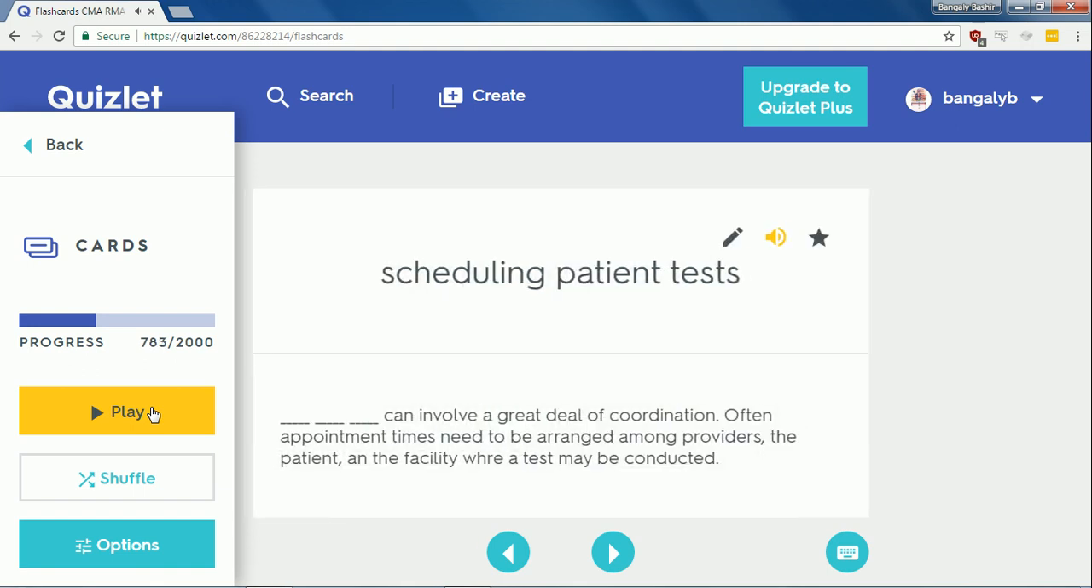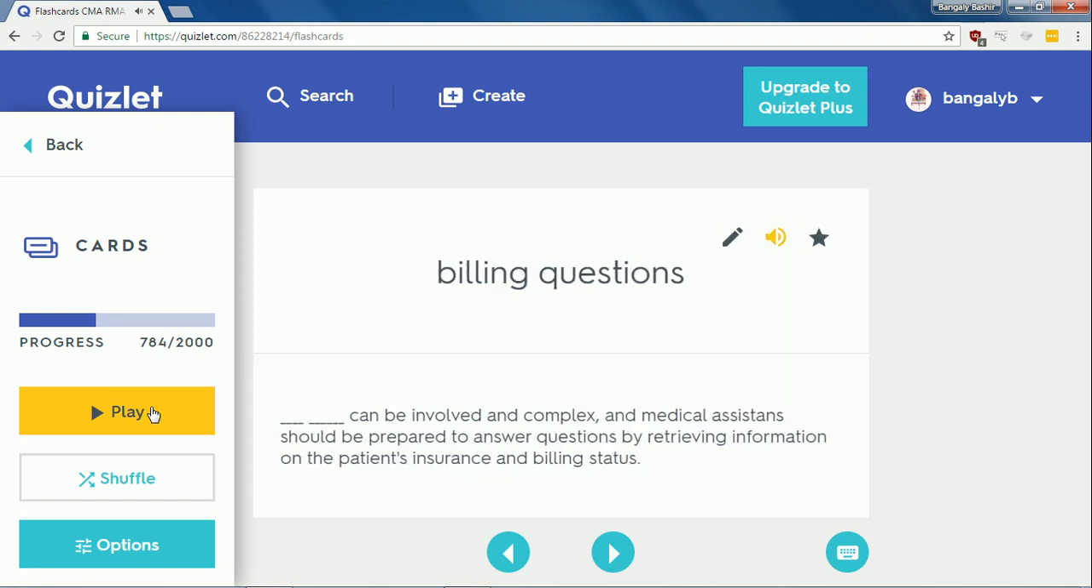Scheduling patient tests. Scheduling patient tests can involve a great deal of coordination. Often appointment times need to be arranged among providers, the patient, and the facility where the test may be conducted. Billing questions. Billing questions can be involved and complex, and medical assistants should be prepared to answer questions by retrieving information on the patient's insurance and billing status.